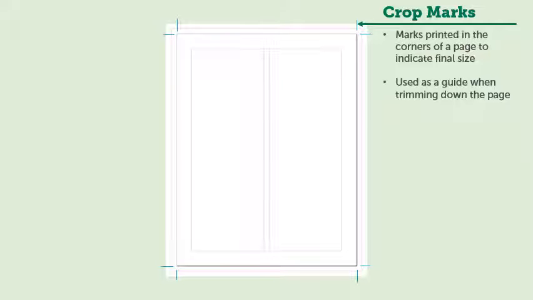So what are these little marks on the corners of the page? You're not going to see these in InDesign. I have just added them in. These are representing your crop marks. The crop marks are printed in the corners of the page to indicate the final size. The crop marks appear when you go through your print dialog box and you check on crops and bleeds. So when the artwork is bleeding past the trim line, the crop marks help you to trim down your page to the final size that you intended.